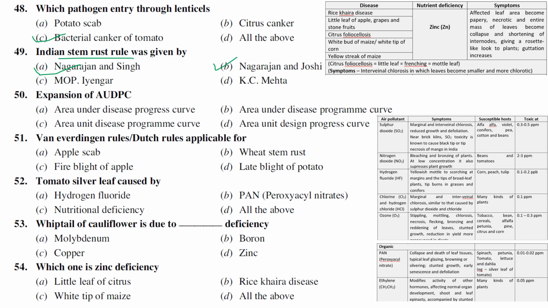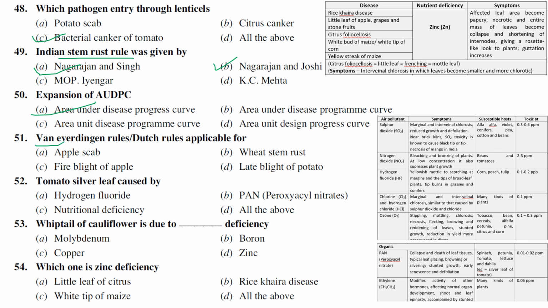So the next one is expansion of AUDPC. The concept of AUDPC was given by J.E. Vanderplank, the father of plant disease epidemiology. So AUDPC means area under disease progress curve. That is the answer.